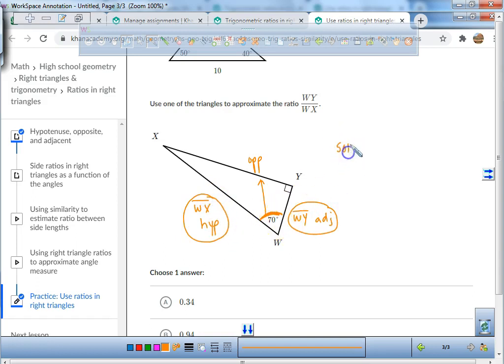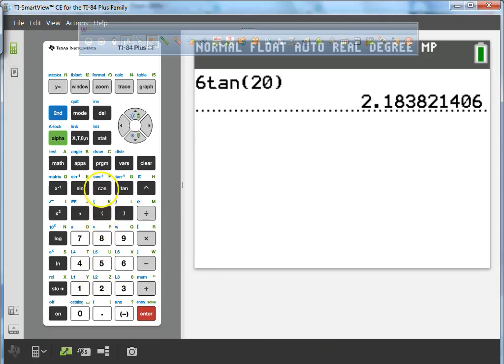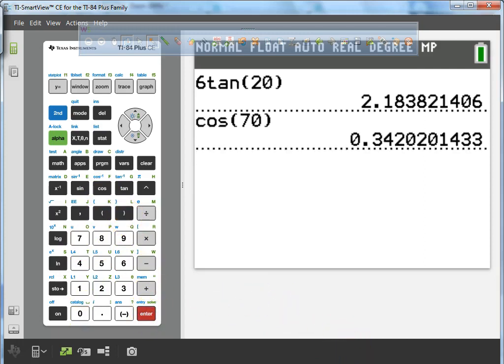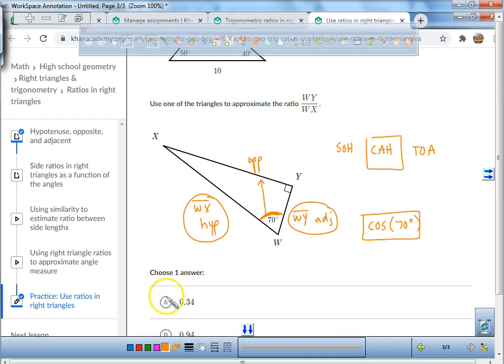So if I'm going to use SOHCAHTOA, which one compares the adjacent and the hypotenuse? The cosine, adjacent, hypotenuse. I'm just going to write, ready? The cosine of 70 degrees. So I'm going to use cosine to find my ratio. So what is the cosine of 70? Well, I don't know off the top of my head. I'm just going to type the cosine of 70, and I get 0.34. So I'm looking for the answer that is 0.34. So I'm going to choose answer choice A.